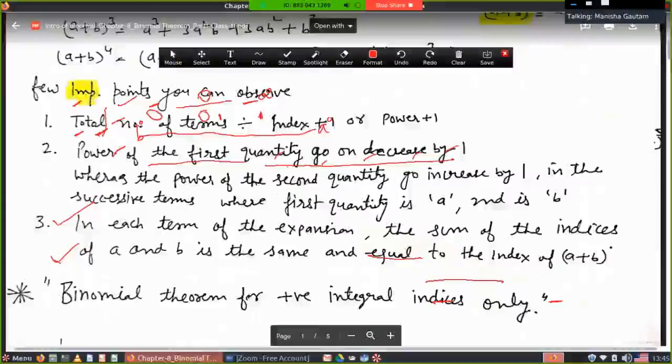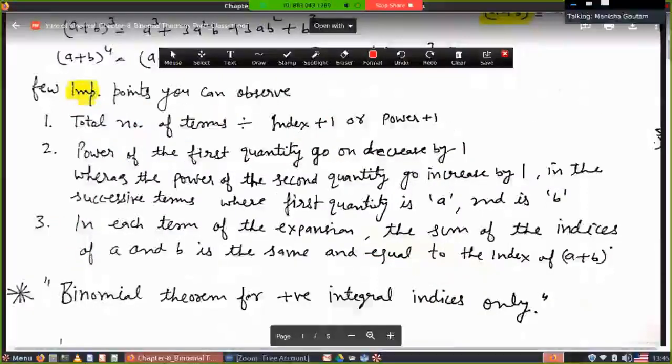Now come to the third point. In each term of the expansion, the sum of the indices of a and b is the same and equal to the index of (a plus b). Index means power. Index means power. Here I have written power.